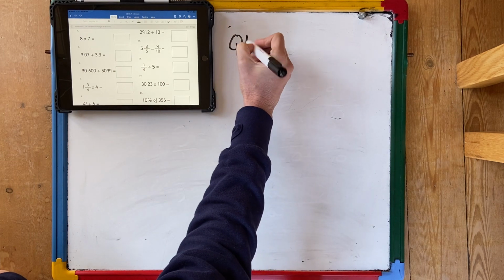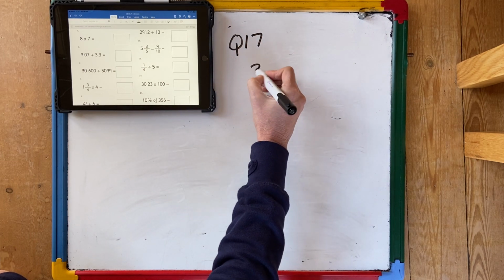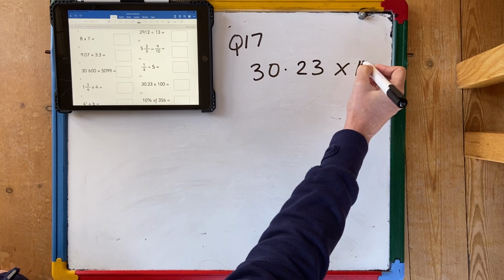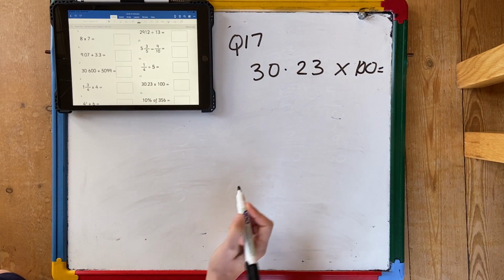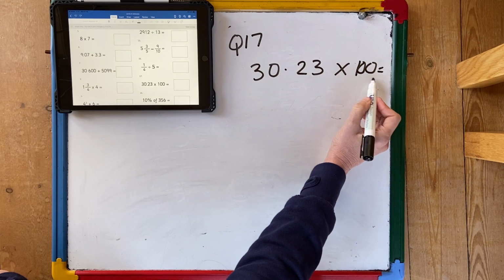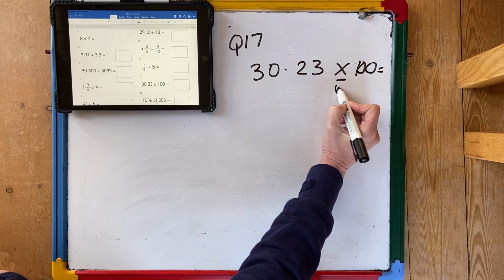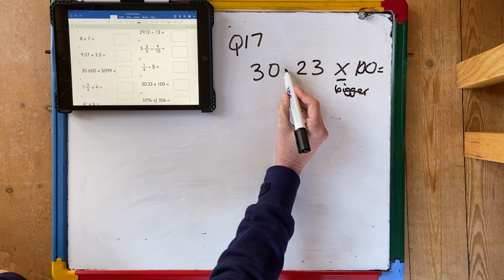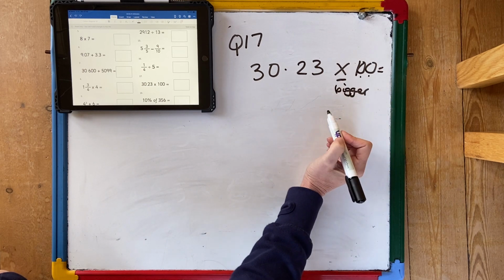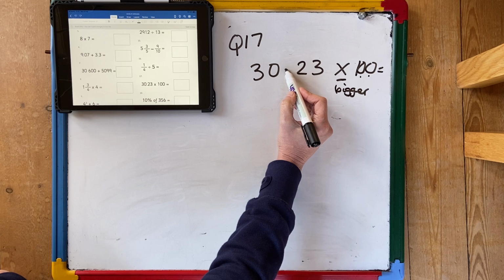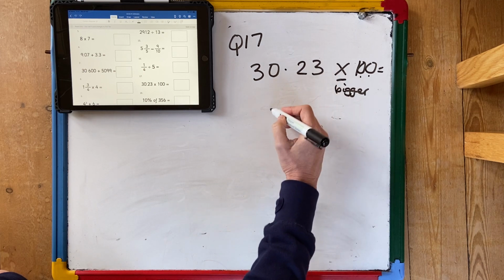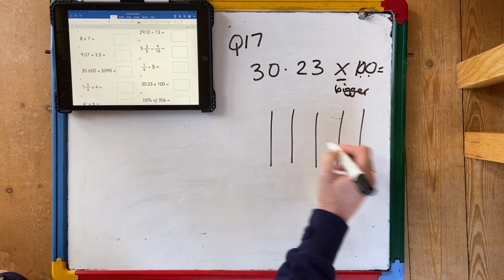Question 17. 30.23 times 100. So we're making this number 100 times bigger. Okay, so you can either move the decimal point 2 places to make the number 100 times bigger. So that's 10 times bigger, that's 100 times bigger. Or you use your place value grid.